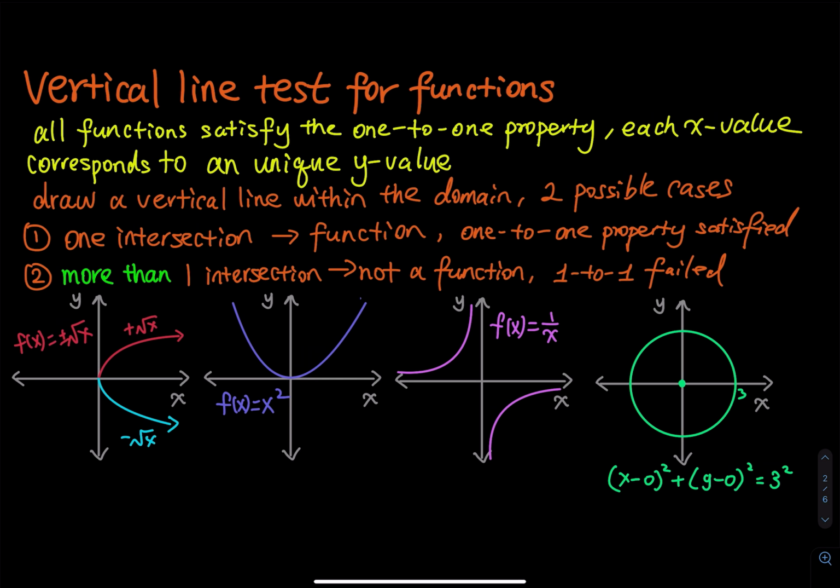For every x you choose, you plug in, you get one y. Again, you choose one x, plug it in, you get one y. This is the one-to-one property. One x corresponds to one y. But what if you choose one x, you plug it in, and you get multiple y values? That means that function fails the one-to-one property.